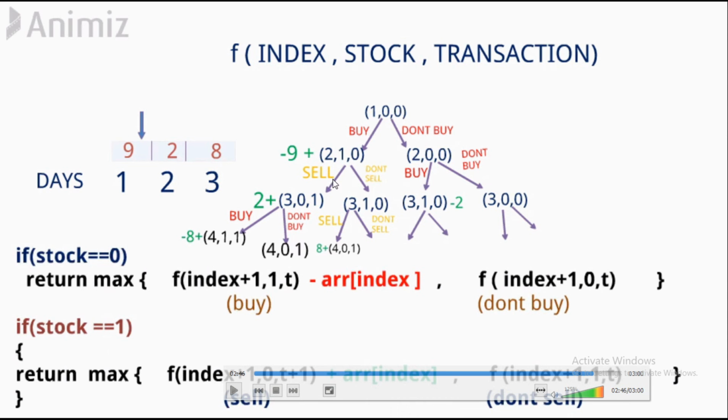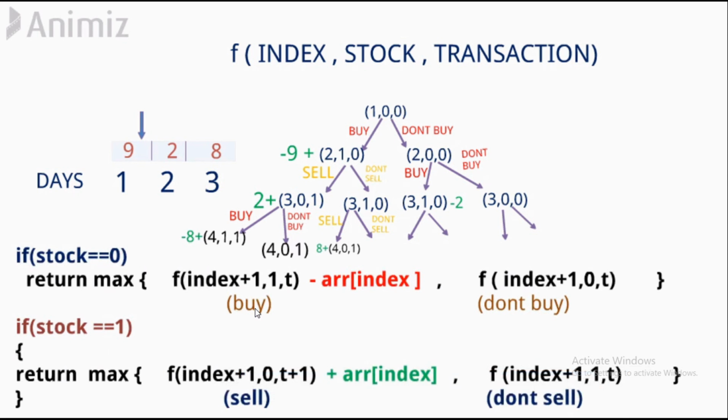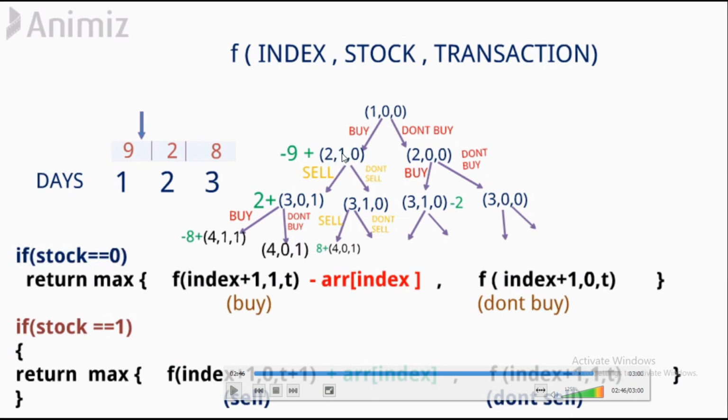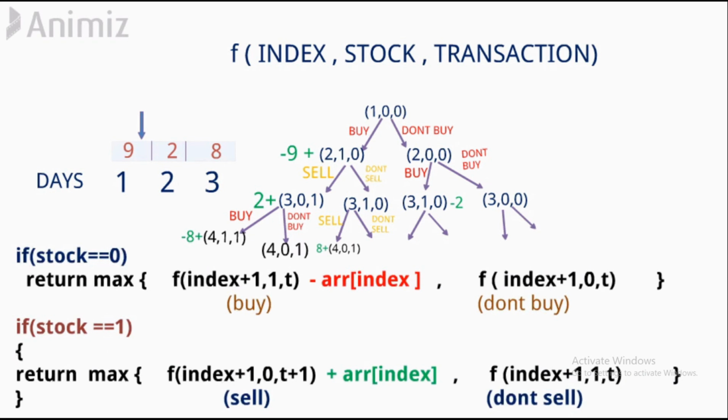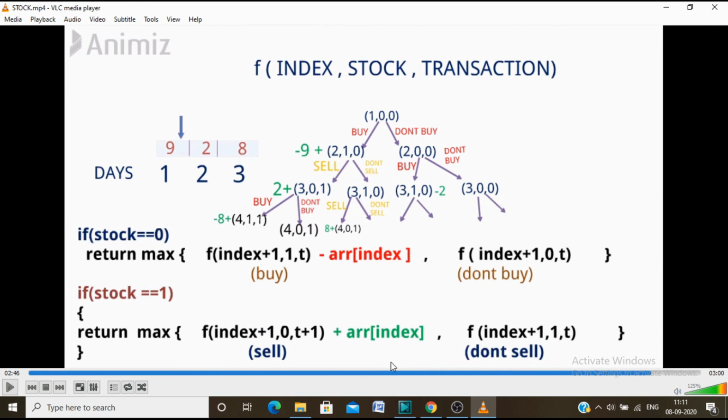You can see this one, this pair 301. Here these two functions are being called. Now if we have a stock, assume this function, 210, this one. Notice here we are having two calls again. One is for selling and one is don't sell. Here also the same thing happens, the index increases. Since I had a stock, 1, and I sold it, now I don't have anything left with me, so my stock becomes 0.